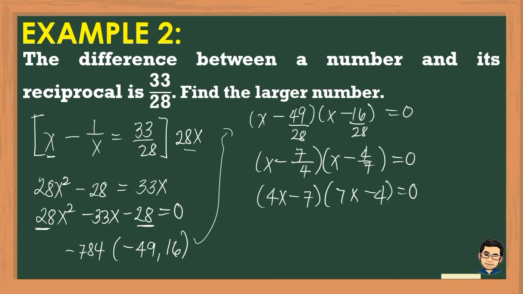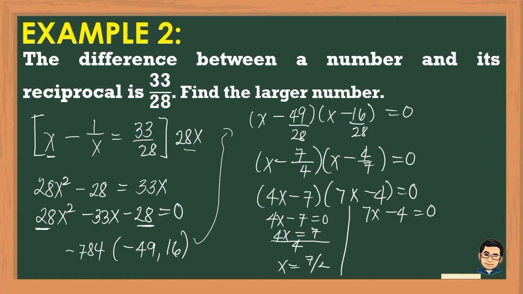And then, we equate each term to 0. Magiging 4x minus 7 equals 0. 7x minus 4 is equal to 0. And then, 4x is equal to 7 divided by 4. So, x equals 7 over 4, and then 7x is equal to 4 divided by 7, that is x is equal to 4 over 7. So based from the given problem, we are asked to look for the larger number. So ang larger number po natin dito is 7 over 4.